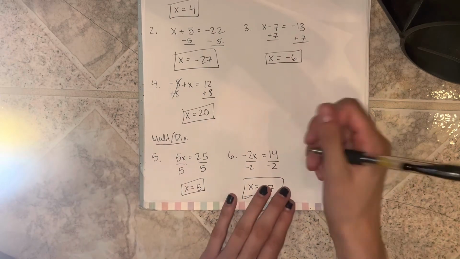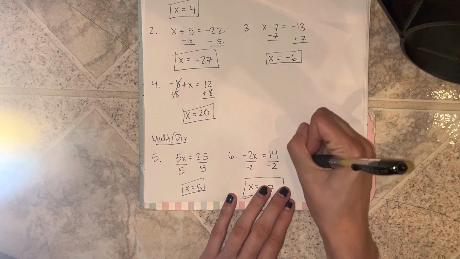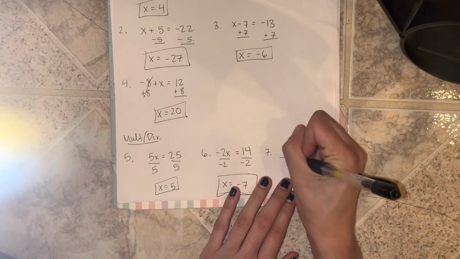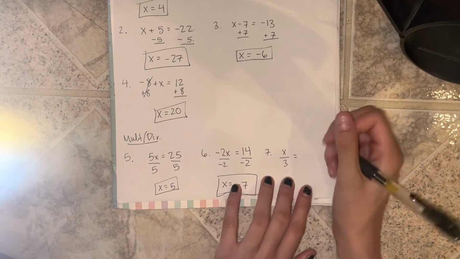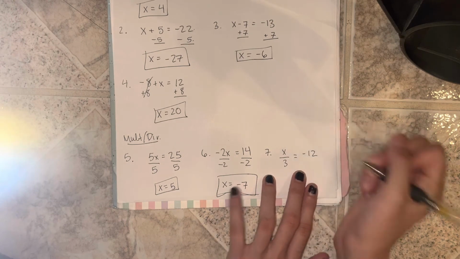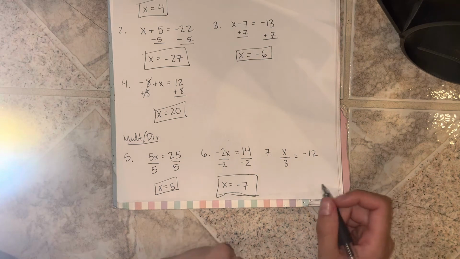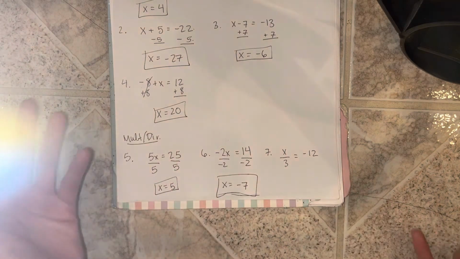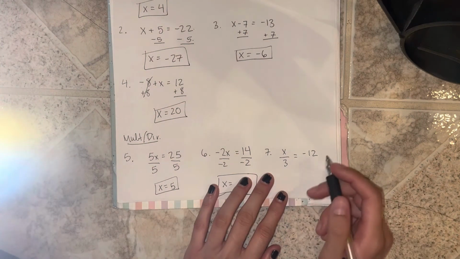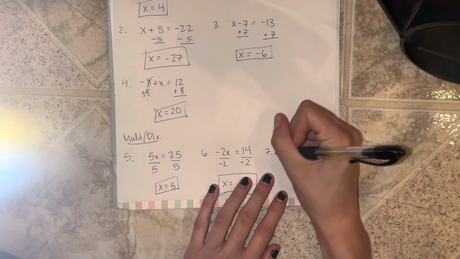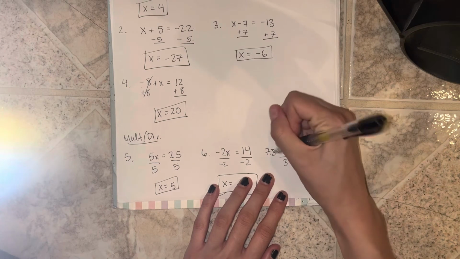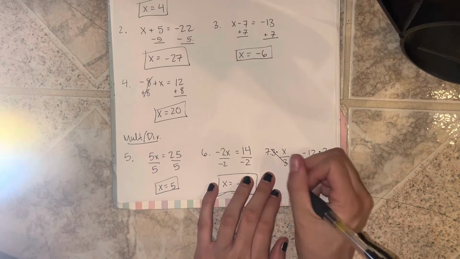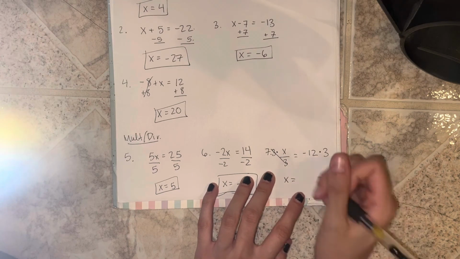Okay, cool. Let's do a division one now. Let's say we have x divided by 3 is equal to negative 12. Since this is division, because like I said before, fractions are just division, we have to multiply, which is our opposite operation. So multiply by 3, that cancels out to 1. Multiply by 3, right? So x is equal to negative 36.